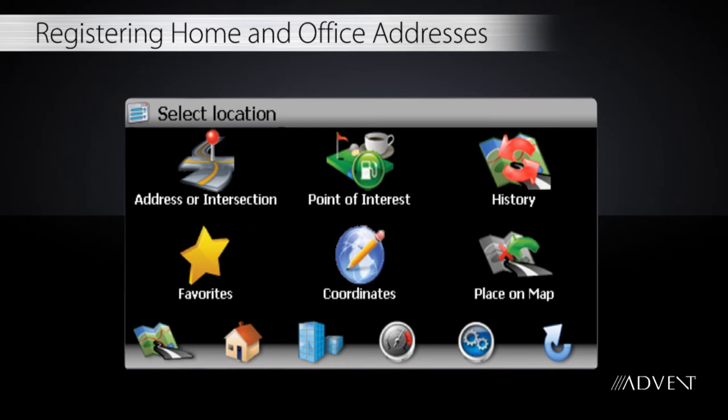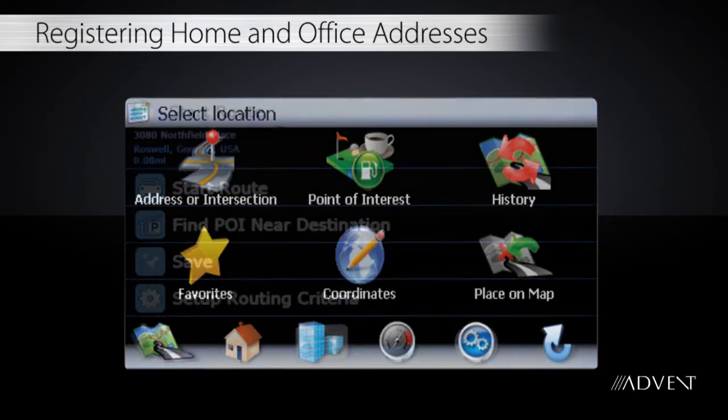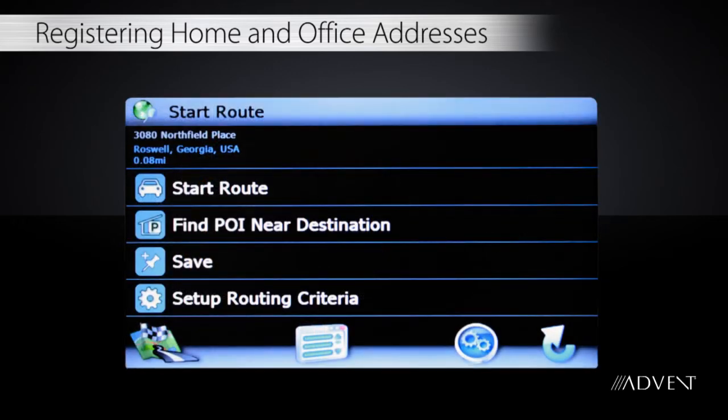From the Save Location screen, press Address or Intersection and enter the corresponding address as you would a destination, and press the checkmark icon when finished. After pressing the checkmark, the Start Route screen will appear. Press Save, then choose either Save as Home or Save as Office. The screen will say Home Location Saved. Press the checkmark icon and you have completed the setup process.